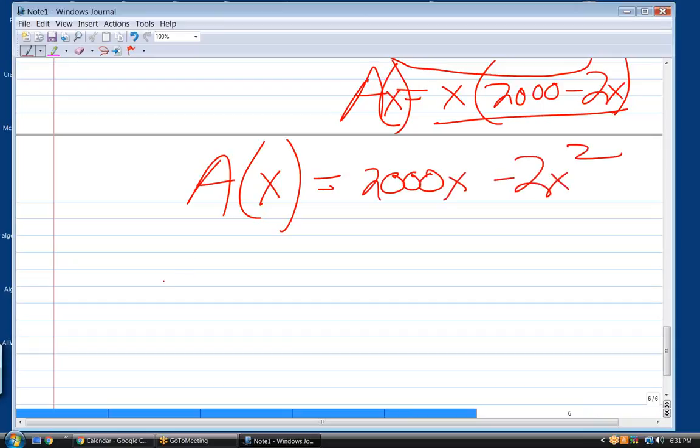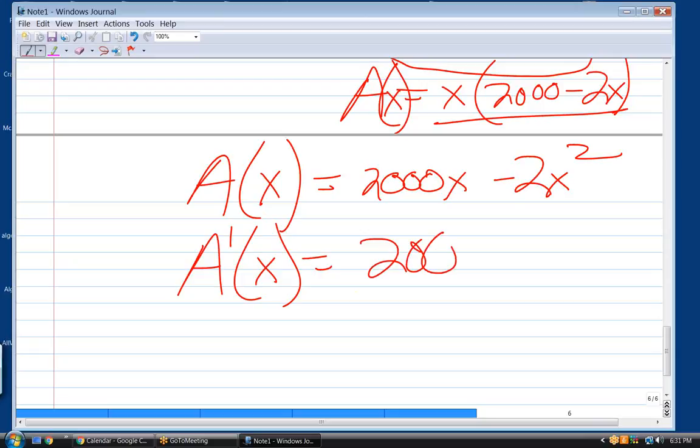Now take the first derivative of that. So 2,000 minus 4x. Set it equal to 0 and solve for x. What do you get for it? So 500. Correct.